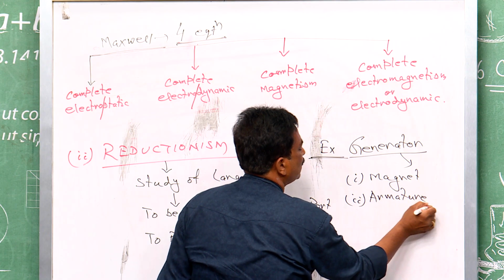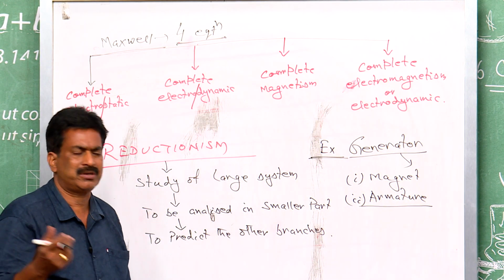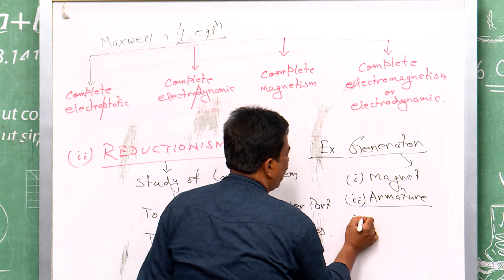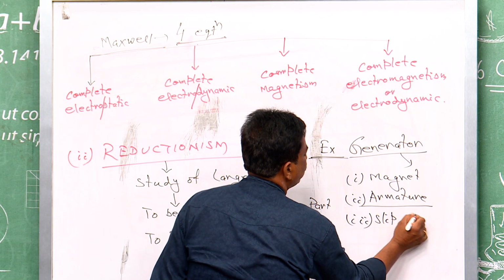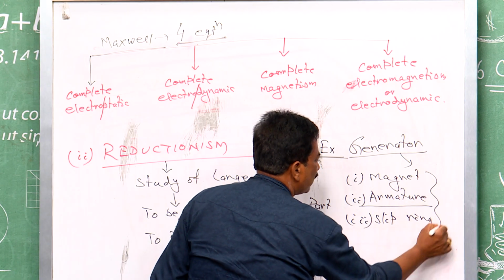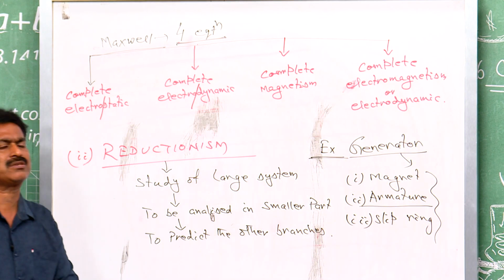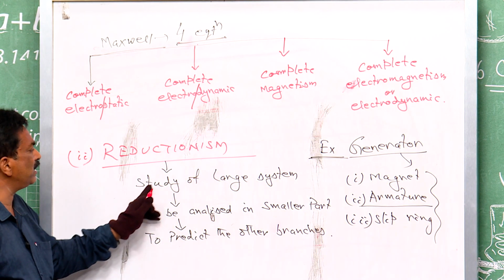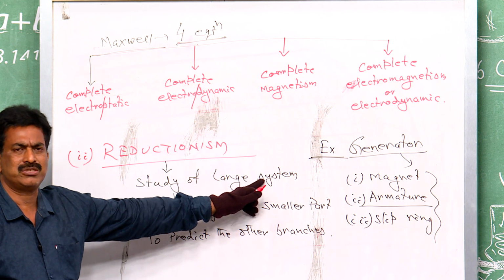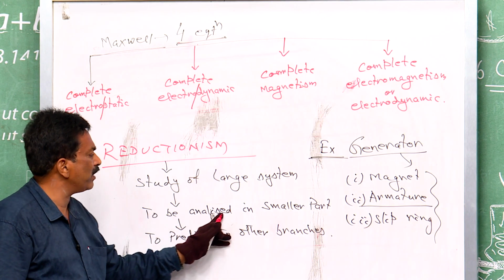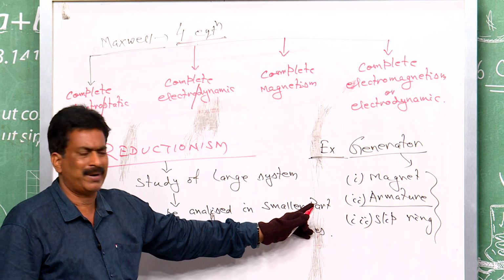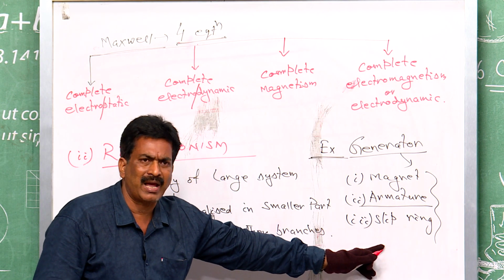Sir, what is armature? These armatures are nothing but the coils. And the third one is the slip rings. So, these are the different constituents of the generator. As I said, the study of a large system, this generator is the large system, then it has to be analyzed in smaller parts, its smaller parts are likewise.